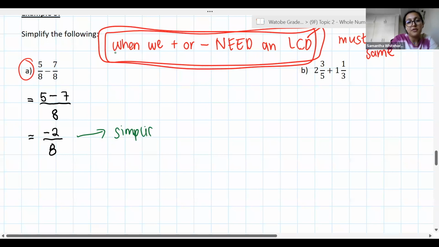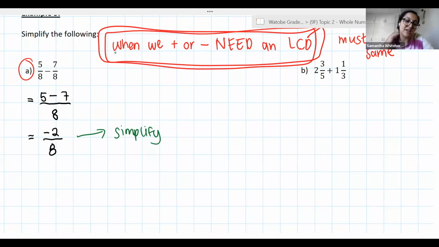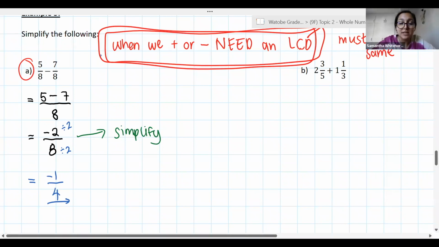Now, when we simplify a fraction, we need to ask ourselves, can I divide a value into both the top and the bottom without a remainder? And in this case, the answer is yes. I can divide both of these values by 2, and so I can simplify my fraction. So -2 divided by 2 is -1, and 8 divided by 2 is 4. And so our simplified answer here, and it always needs to be simplified, is -1/4.